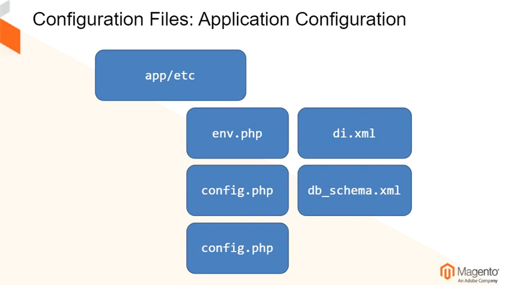di.xml contains general DI configuration which is not specific to any module. We will talk about DI later in the course. db_schema.xml has an instruction to create a patch_list table which is used to process data and schema patches.